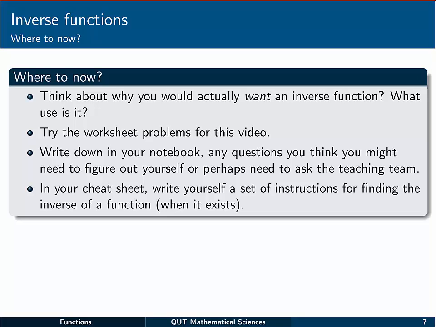Once you've finished thinking about things, maybe writing some things down, try the worksheet problems for the video. As usual, write down your notes in your notebook about things that you want to ask, and perhaps even in your cheat sheet, write down things that you might need to know, such as instructions for finding the inverse.